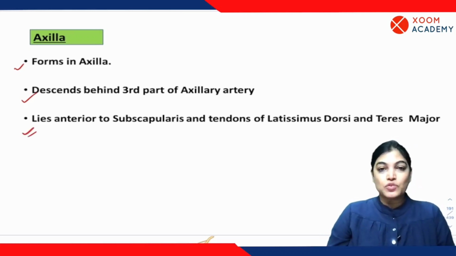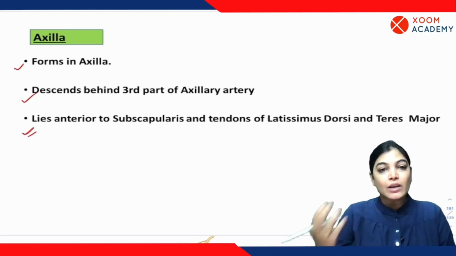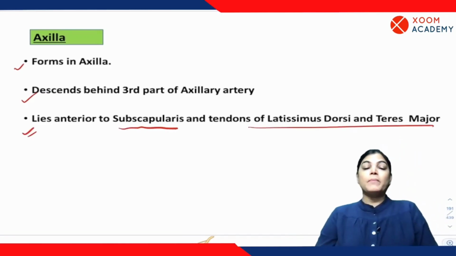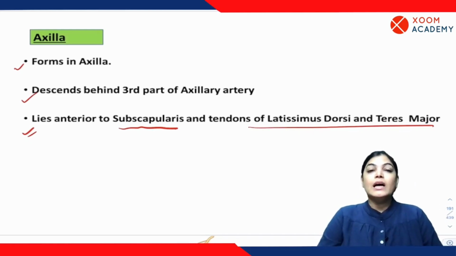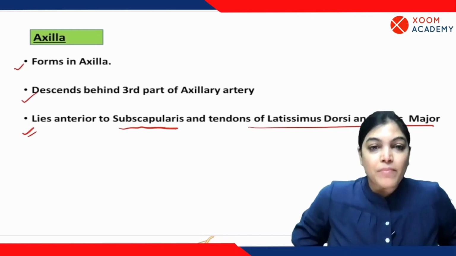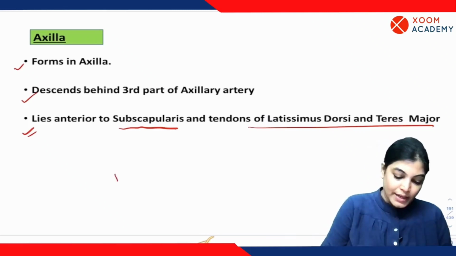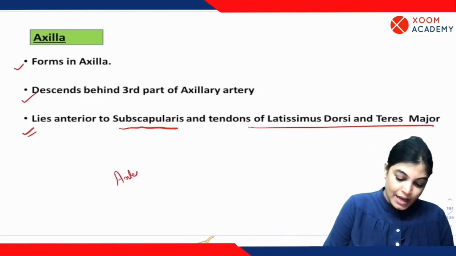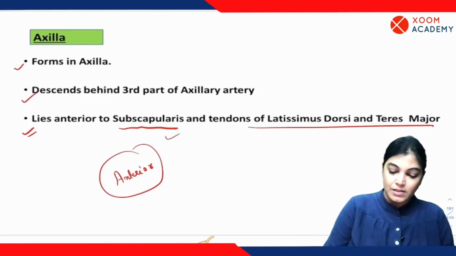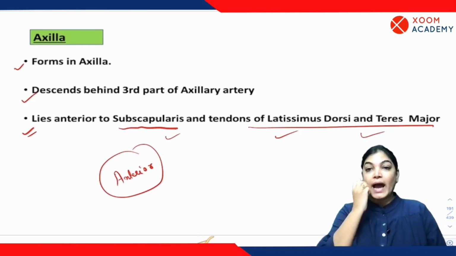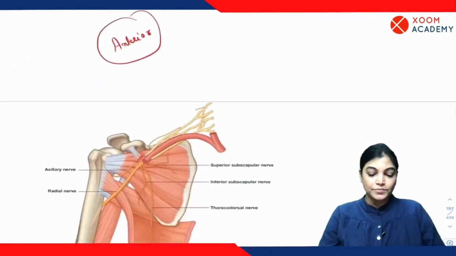After that, it is exactly located anterior to which muscles? It is located on the muscles forming the posterior wall of the axilla. We know that the posterior wall of the axilla is formed by subscapularis, latissimus dorsi and teres major. So it is located anterior to these three muscles. It descends behind the third part of the axillary artery and is located anterior to the posterior axillary wall.